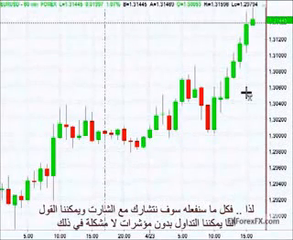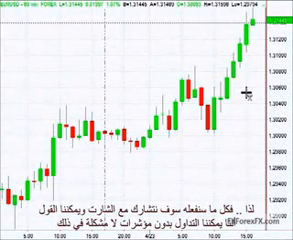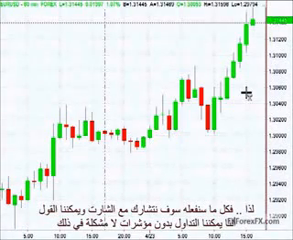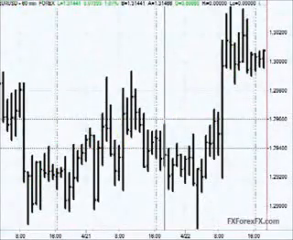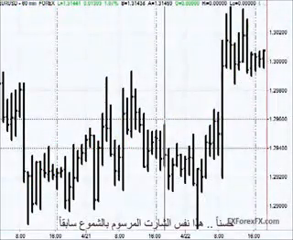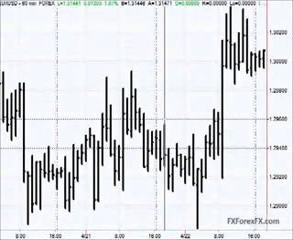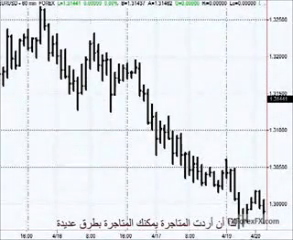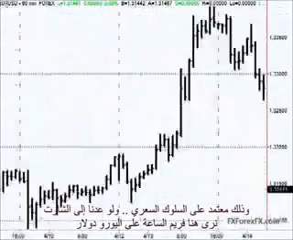So what I'm going to do is switch over to a bar chart, and we can talk about trading without indicators, no problem. All right, here we are, and this is the same chart except it's in bar chart form. So if you're looking to trade, you can trade lots of different ways based upon the price action.